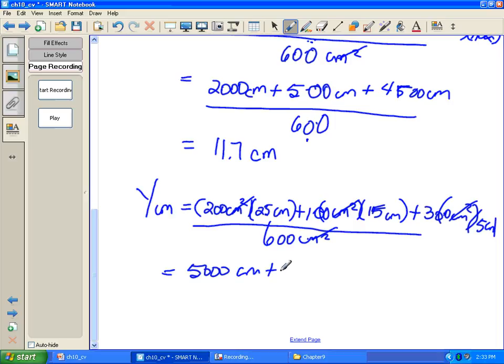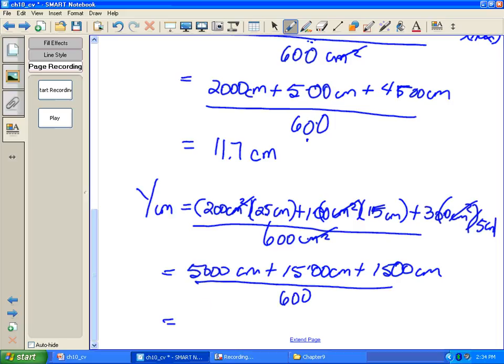plus 1,500 plus 1,500 again. Now, is that correct? Let's see. 300 times 15 is, or is that 5? No, that's 5. 300 times 5 is 1,500. Yes, I apologize. Divide that by 600, and we get 3,500 divided by 600 gives us 5.83 centimeters as that center of mass.